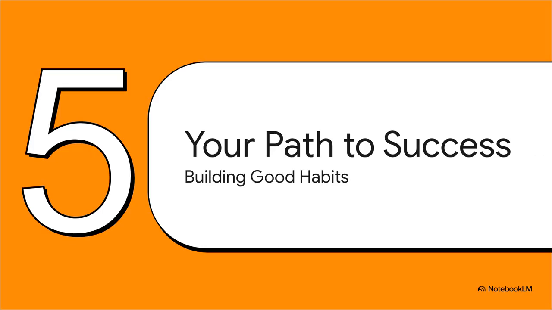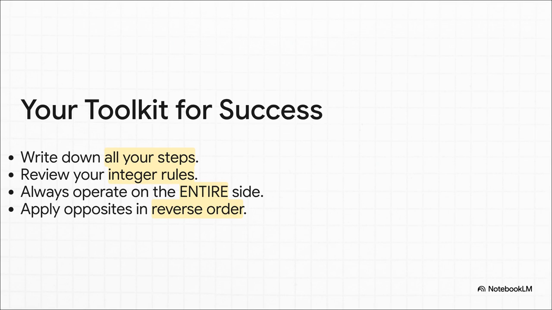And that brings us to section 5, your path to success. We've seen the blueprints, we've spotted the traps, so now let's build your personal toolkit. Success in this isn't about being a genius, it's just about building good habits. Here is your toolkit for success.